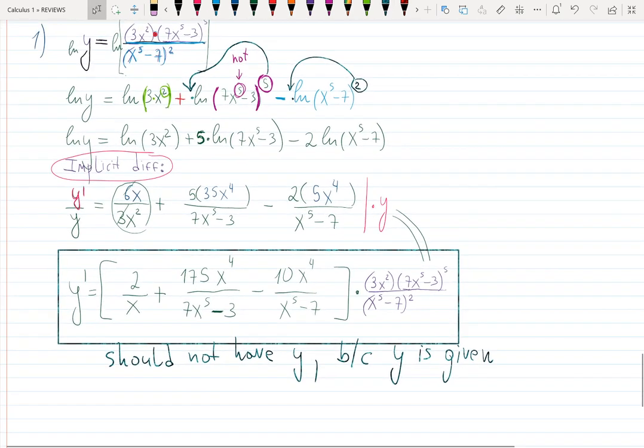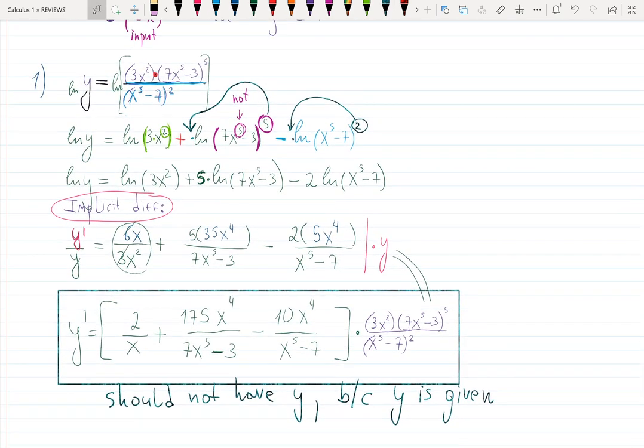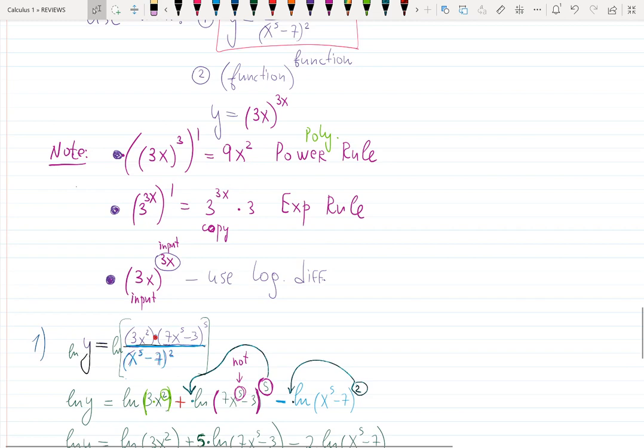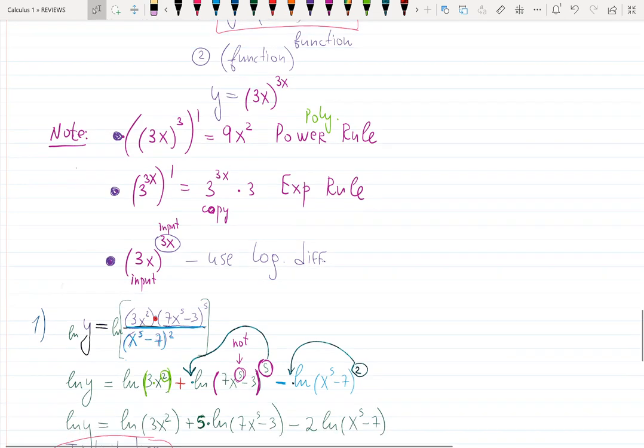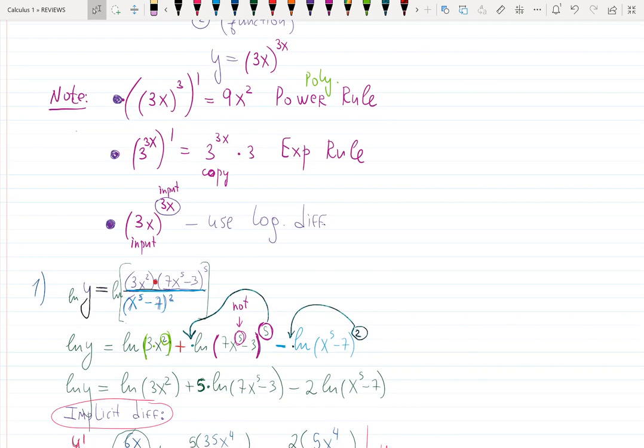Was it hard? What do you think? Can you do it by yourself? Can you do it fast enough, though, for the testing purposes? One more, and it's going to be the last problem for today.